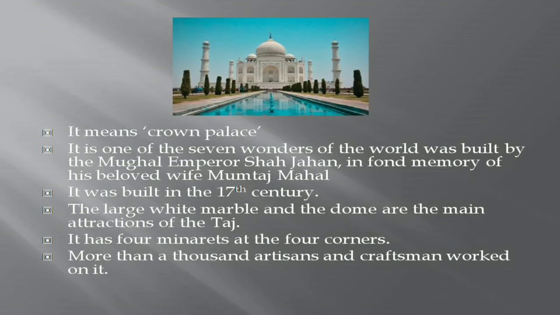Taj Mahal means crown palace. It is located on the banks of river Yamuna in Agra. It is one of the 7 wonders of the world. It was built in 17th century and it was built by Mughal Emperor Shah Jahan for his beloved wife Mumtaz Mahal. Do you know what are the attractions of Taj?